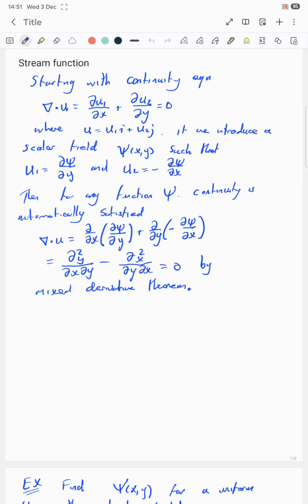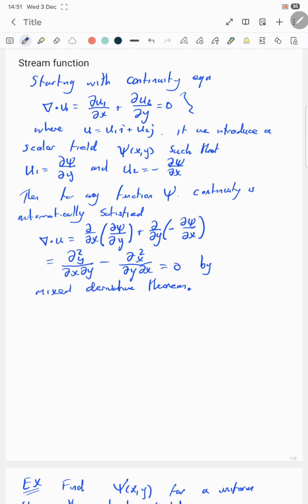Now this is stream functions. This is going to get a little bit more heavy, but it's going to make a lot of things clear of what a lot of these equations are supposed to represent. But anyway, we'll start with the continuity equation here.